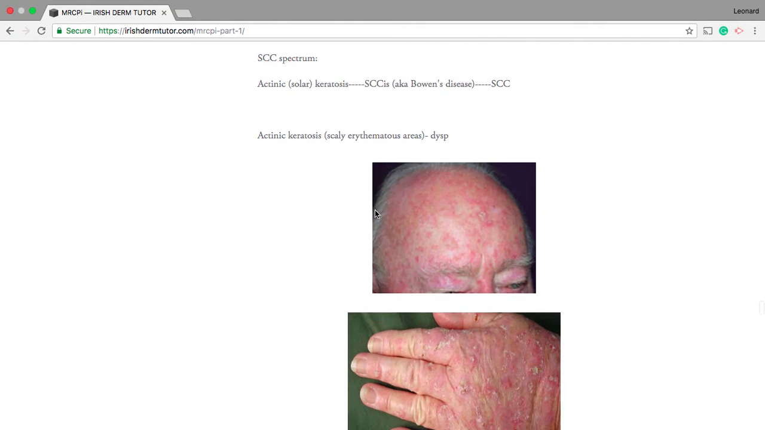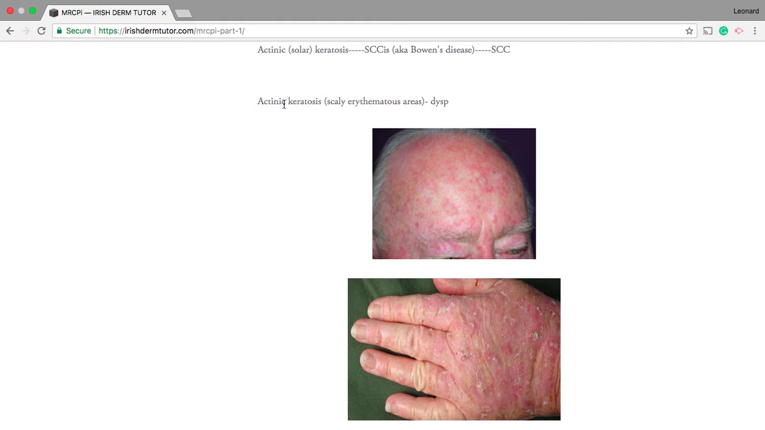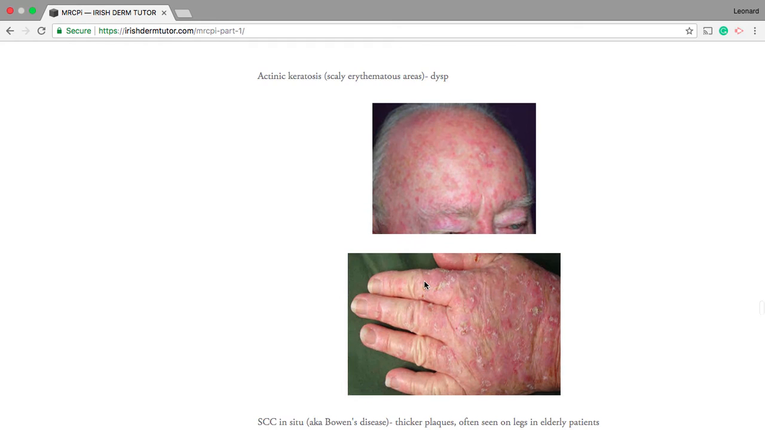So here are some images of the pre-malignant type, which is actinic keratosis. This basically means you just have some atypical keratinocytes seen in the epidermis of the skin, and you often get these scaly erythematous areas, which can be quite widespread, as seen here. And we'd often just say this person has very sun-damaged skin, where you get this pink base and adherent scale on top. These are common sites: the forehead and the dorsum of the hands.